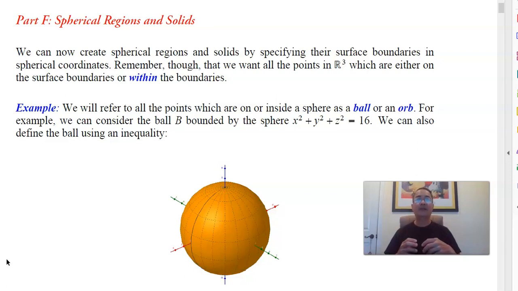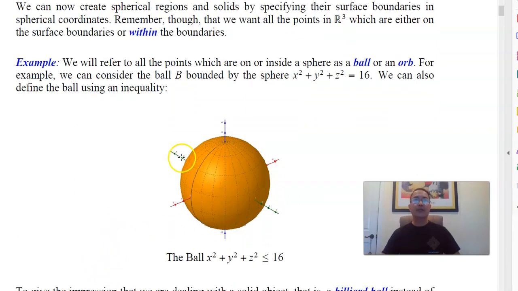If you prefer a billiard ball, that is also solid, as opposed to a balloon. A balloon is mostly air, right? You have this thin rubber on the surface, and inside, it's all air. So what we want now is to create solids using our spherical surfaces. So let's start with a sphere. How do you turn it into a solid ball? You consider all the points which are on the sphere, but also inside the sphere.